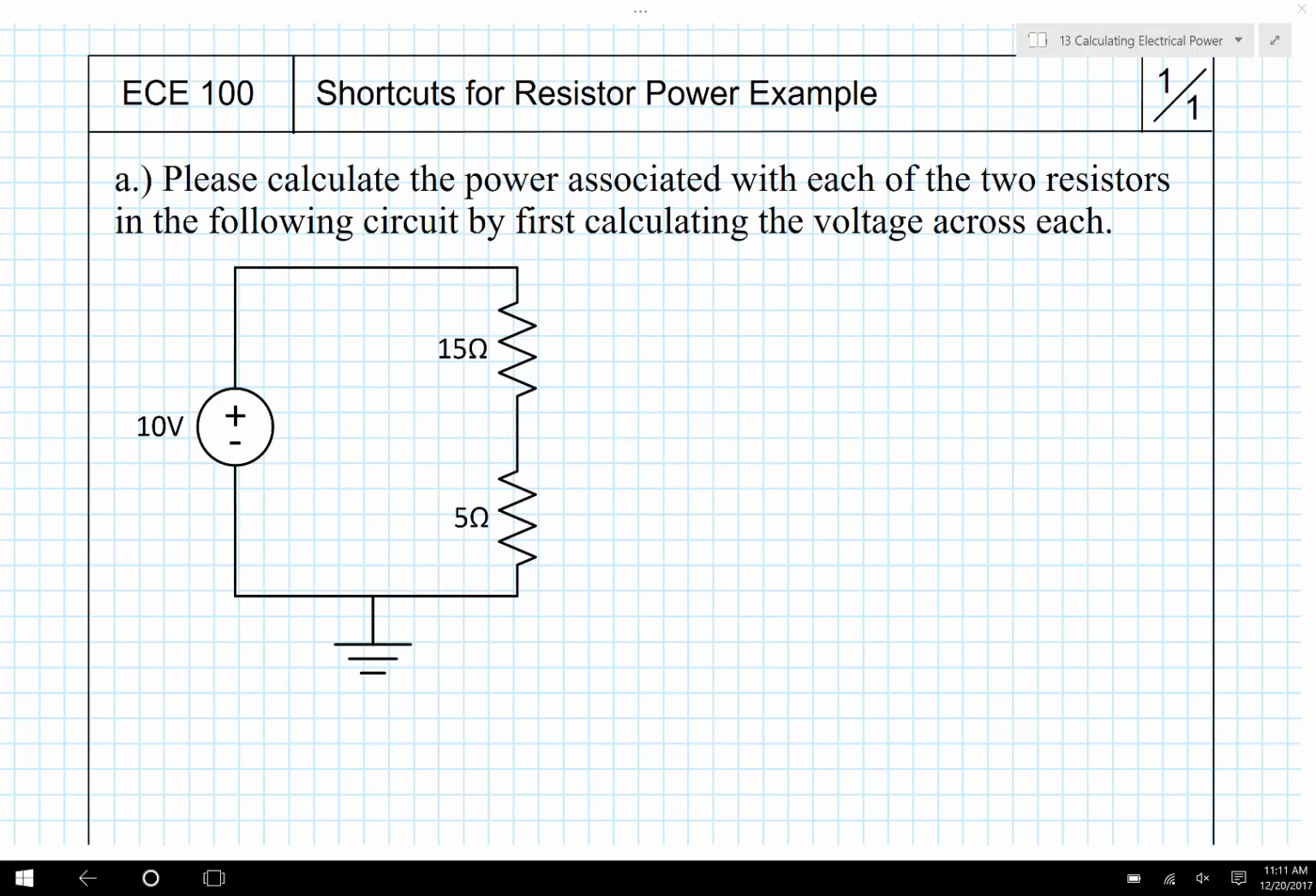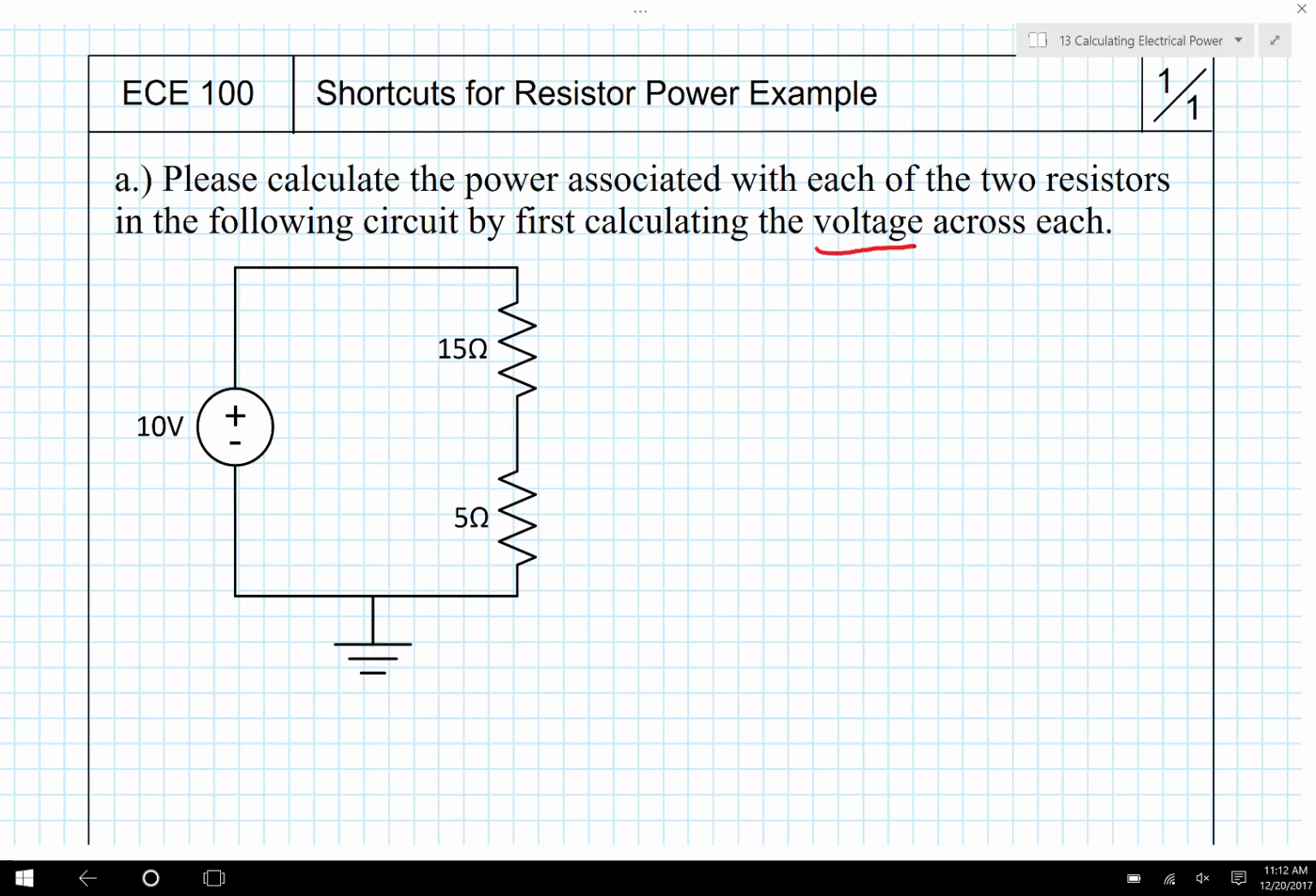Okay, in this problem we're being asked to calculate the power associated with each of two resistors that are in series with one another. I could think of a number of ways to solve this problem. We could combine those two resistors into a single equivalent resistor. We could use voltage division. It turns out that in this problem we've been asked to, first of all, calculate the voltage across each of the resistors, so that suggests that we should go ahead and use voltage division.